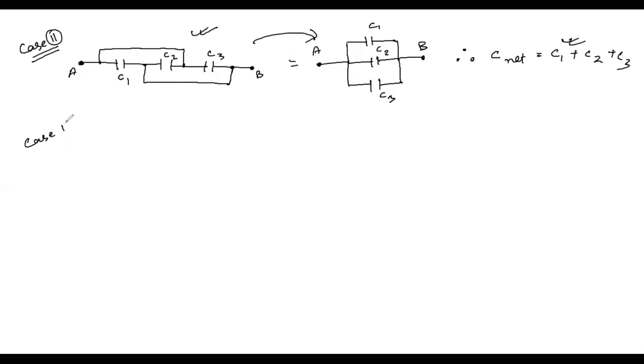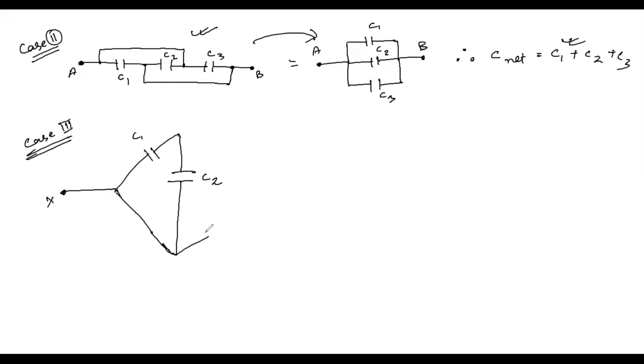Similarly, there is another case 3, where the question has been asked in this way. Let's say that this is point X, and we will provide a circuit diagram like this. Let's say that this is C1, and here you will be having another capacitor. Let's say it is C2, and in this branch you will be having C3. This is how the circuit diagram will be given to you.